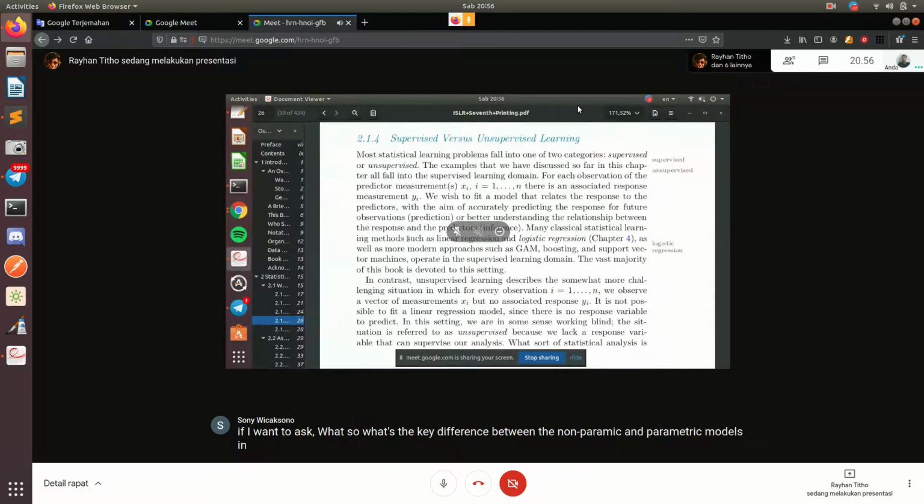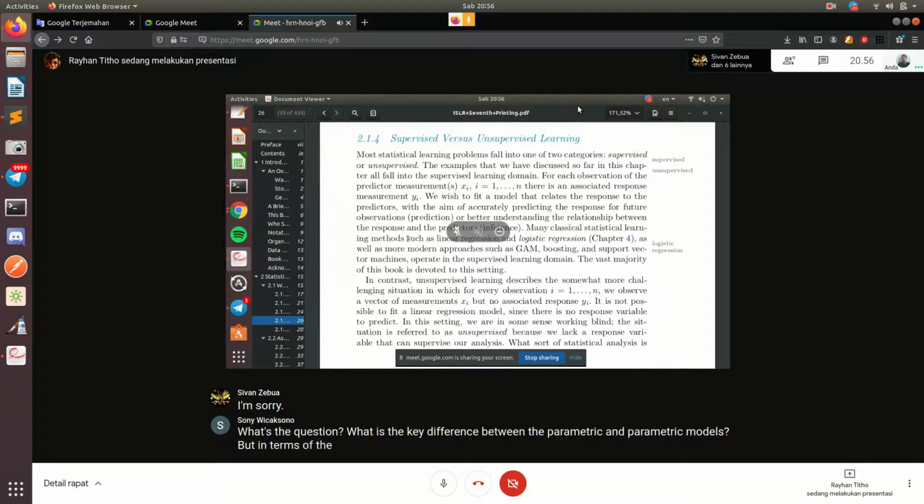If I want to ask, what's the key difference between the non-parametric and parametric models in terms of the distribution? What is the key difference between the parametric and non-parametric models, but in terms of the distribution? Distribution of data. Data of X or Y?